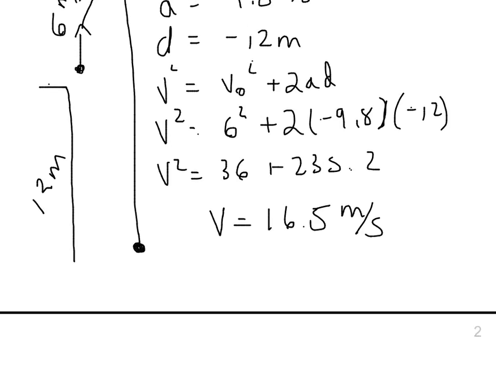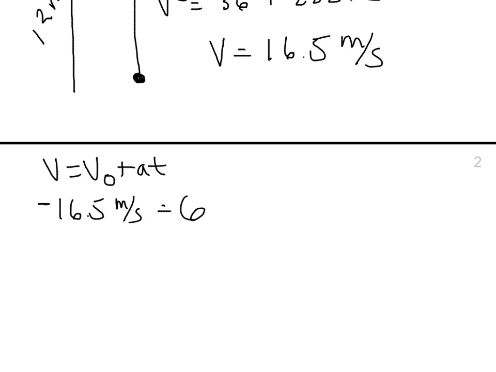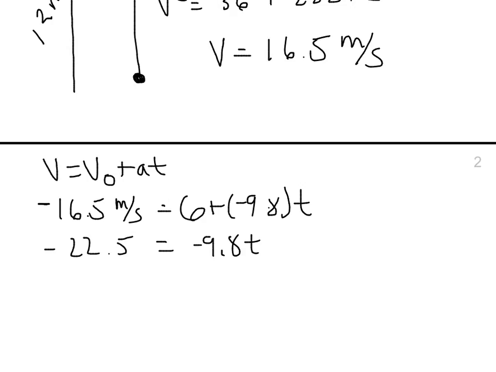Now to find time. I can do two things. I can just say that V equals V naught plus AT. I can say negative 16.5, because it's on the way down, I have to remember to put that negative sign in there, equals positive 6 plus a negative 9.8 T. So I have 16.5, I'm going to subtract 6 and get negative 22.5 equals negative 9.8 T. Divide by 9.8, and I get 2.3 seconds.